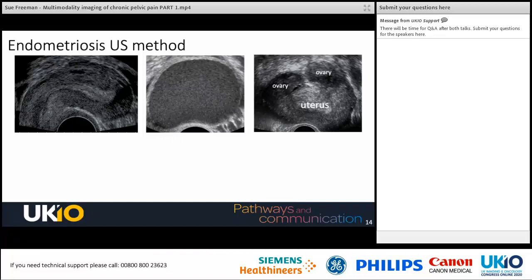So perform your normal transvaginal ultrasound with your position of the uterus. Think about retroflexion. Look at the endometrium. The myometrium are the only features of adenomyosis. Look at the tubes and ovaries.